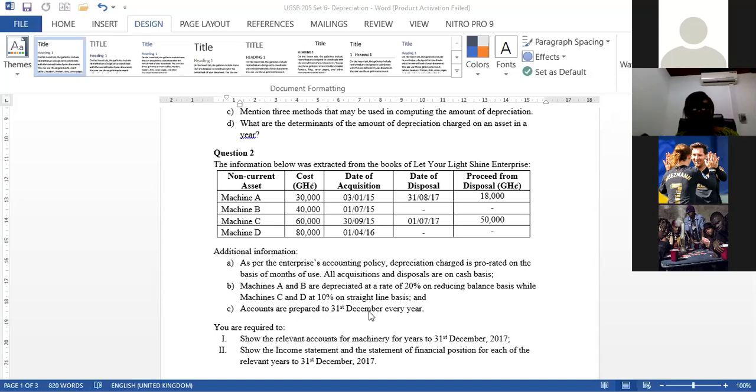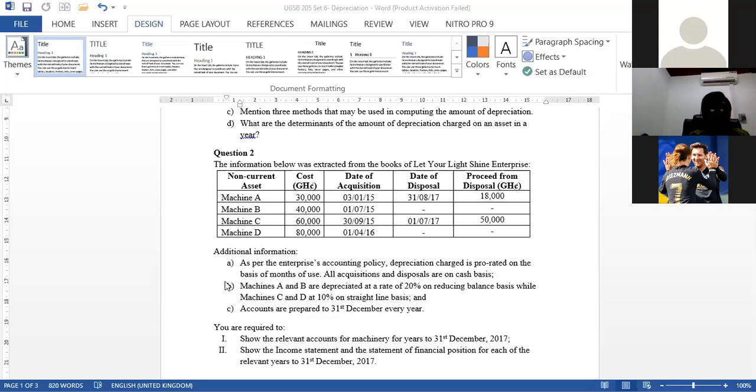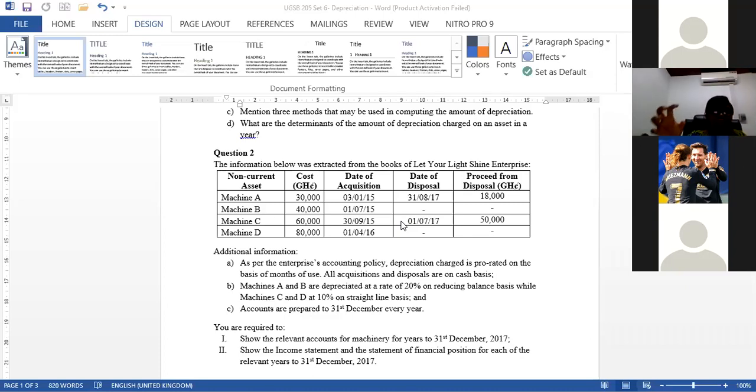So if you are told that depreciation charge is prorated on the basis of the month of use for machine B, how many months did you use it? 6 months. For machine B, we have used it for 6 months. So that should tell you that you cannot use 1 year for machine B. And that is why that statement is there.